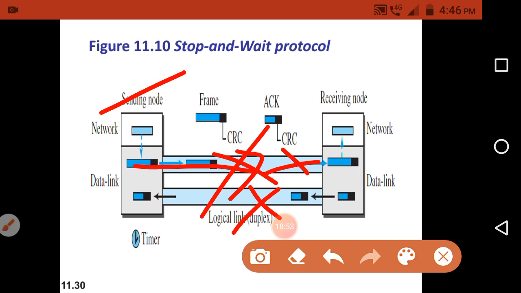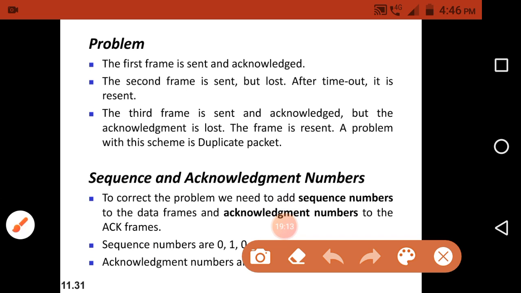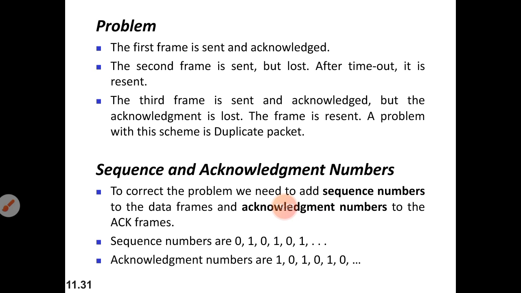Whenever the time expires at the sending node, it will think that the receiver has not received any frame. So the sending node will again resend the same frame to the receiving node. So that is the second one: the second frame is sent but it is lost, and after the timeout at the sender side, the sender will resend the same frame. So that is the second point. There is also no problem.